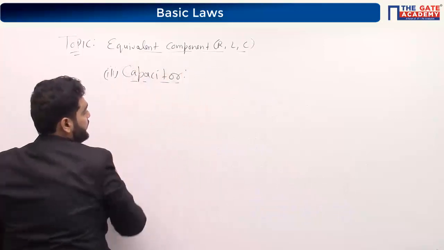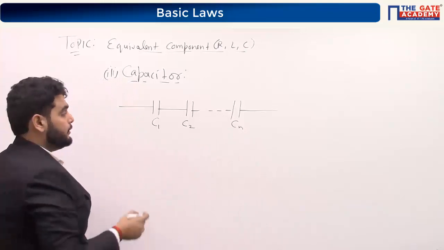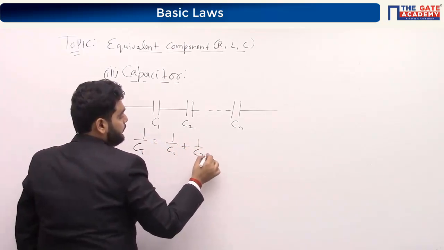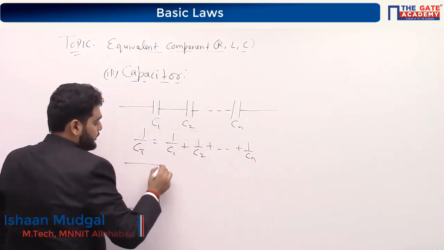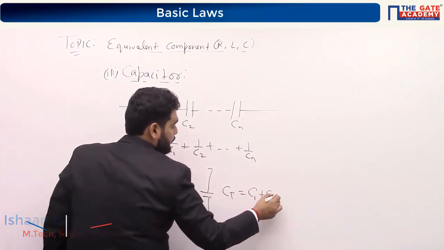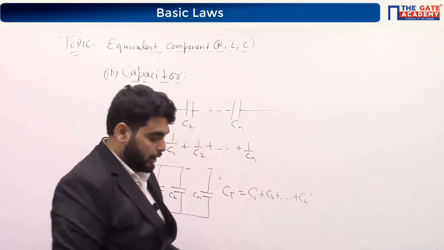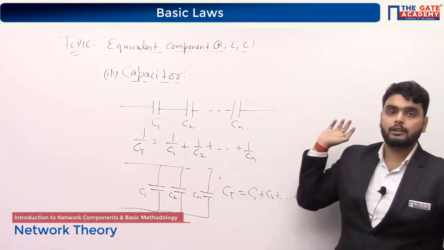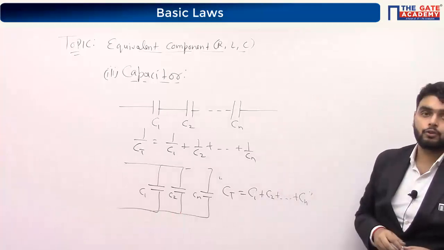In capacitor, if we have n capacitors in series, then total capacitance is 1 upon Ct equal to 1 upon C1 plus 1 upon C2 up to 1 upon Cn. And if I have n capacitors in parallel, then total capacitance is the summation of each and every capacitance. I hope you don't have any doubt here. If you have any doubt, then ask me. Otherwise, this is the part you have learned from 11th, 12th. So just a quick review of that.